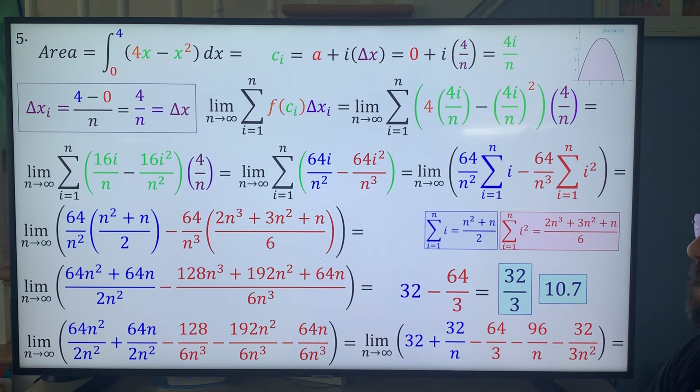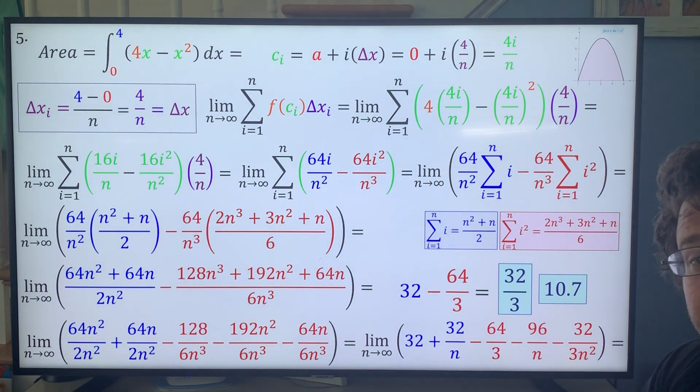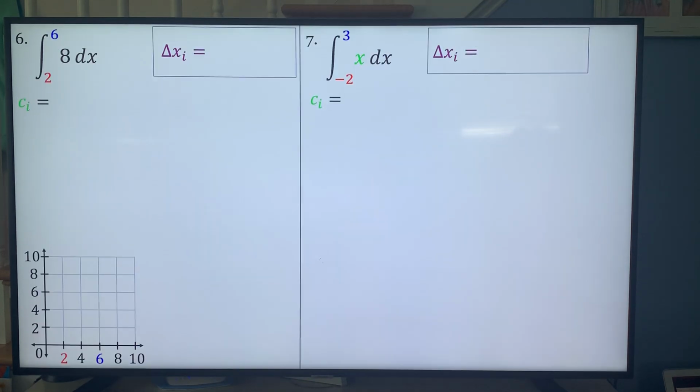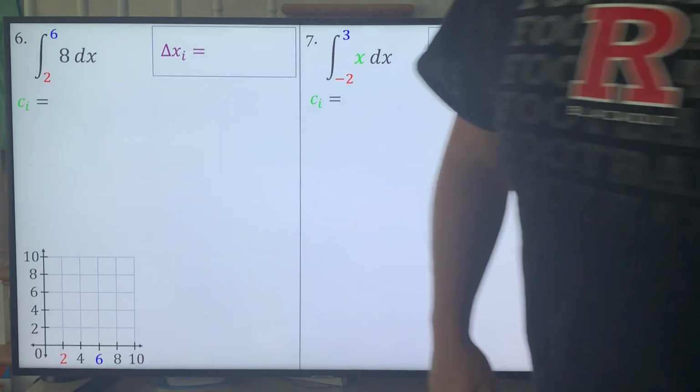All right. Better? Usually by problem 6 is when we start getting decent, I would say. So when you go to problem number 6 and 7, these are a little easier.